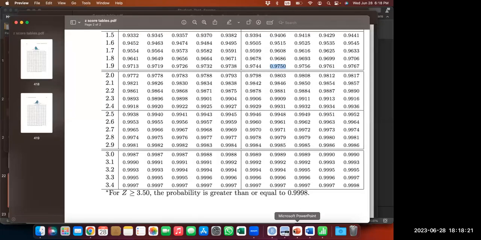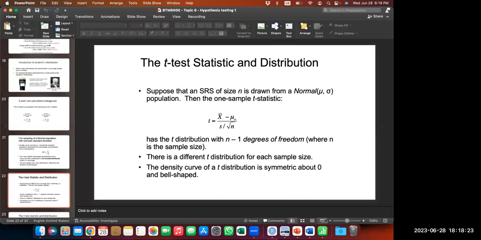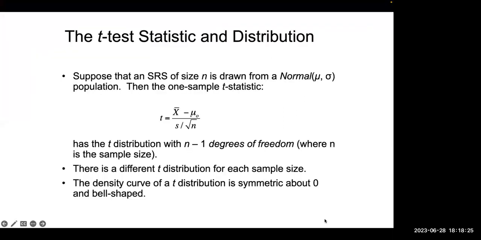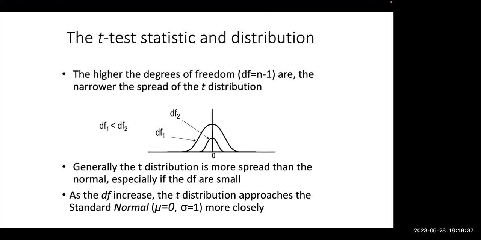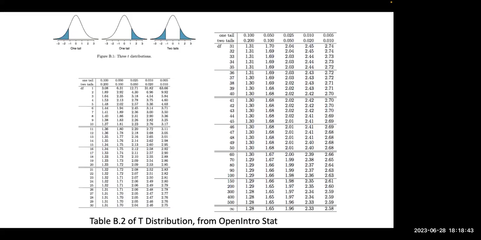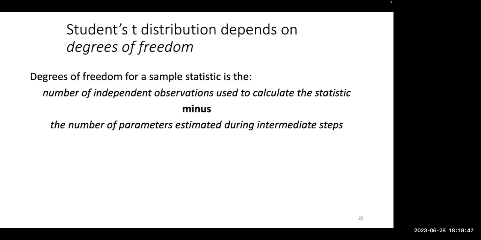But now let's go back to this. This is what is meant by there being a different distribution for each sample size. The thresholds change based on the sample size, but it's an approximation of the normal distribution. That's why you're doing it. Good. The higher the degrees of freedom, the narrower the spread of the t distribution, because it's narrowing down. That's the t-score table. We just looked at this.